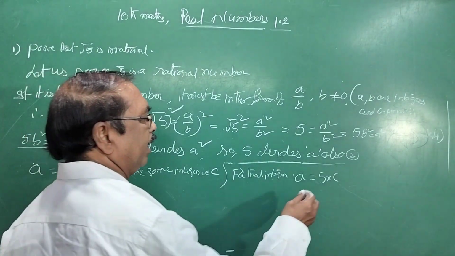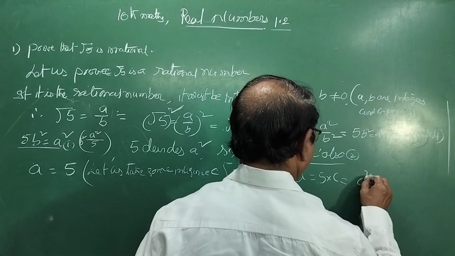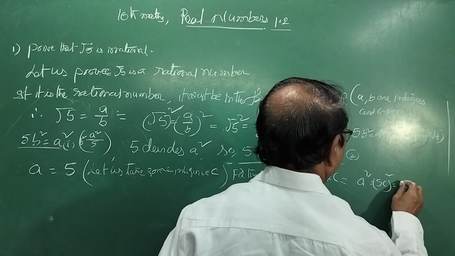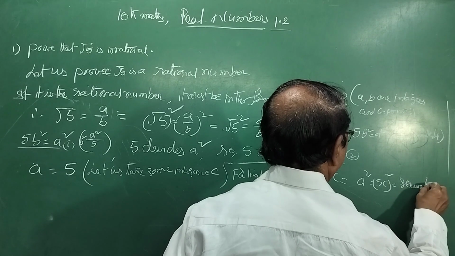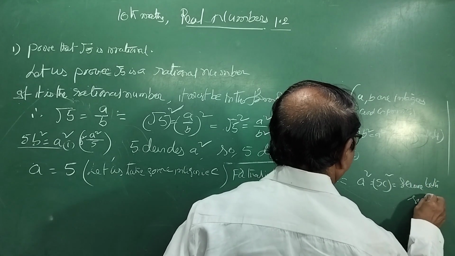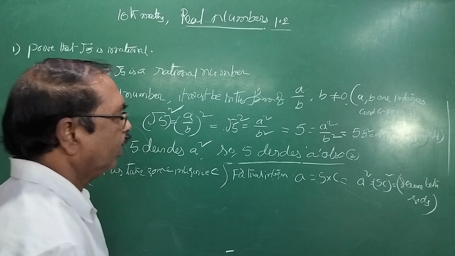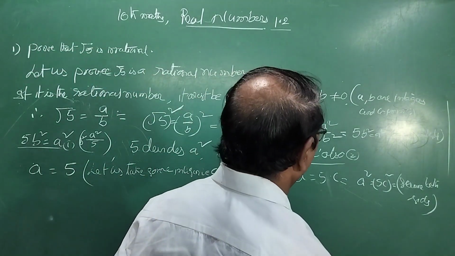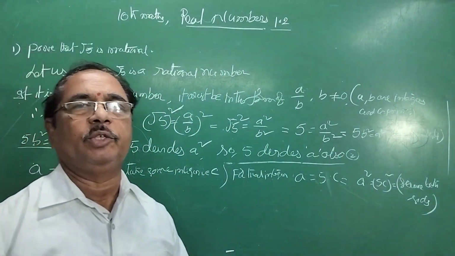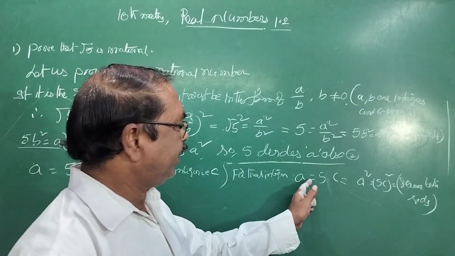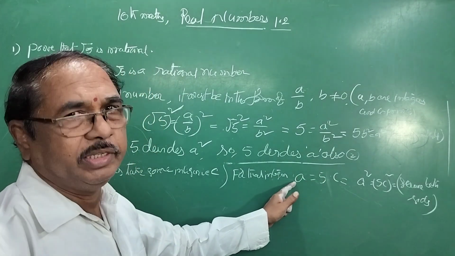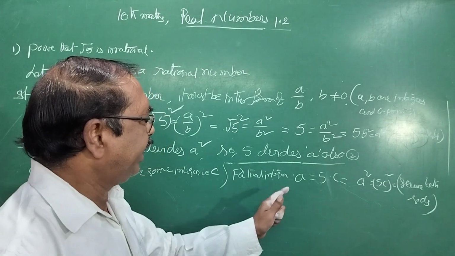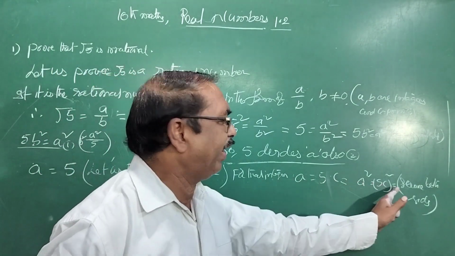Now a is equal to 5c. Square both sides. You write there, square both sides. Here a is equal to 5c, there is no need to show the multiplication, 5c means 5 into c. That means 5 divides a. Let us square both sides: a square is equal to 5c whole square.